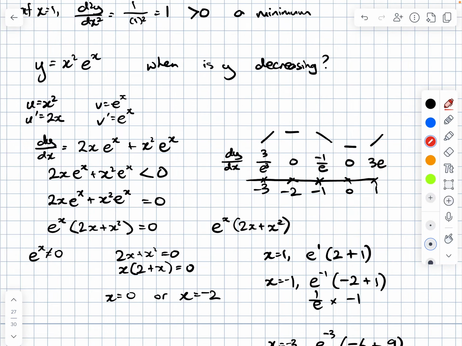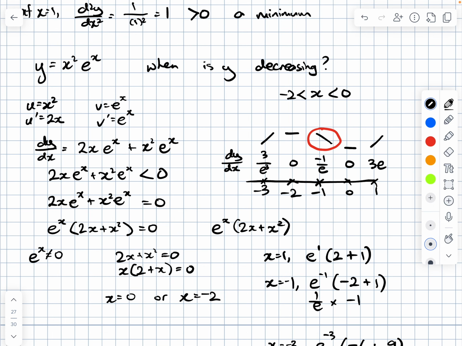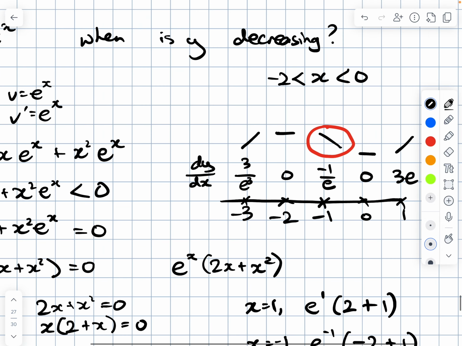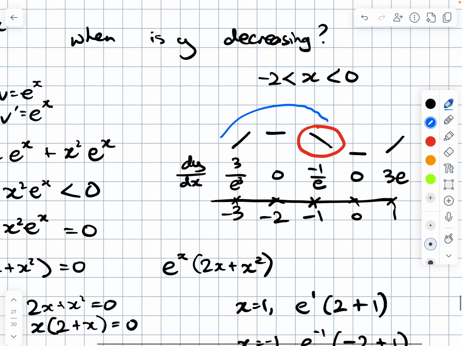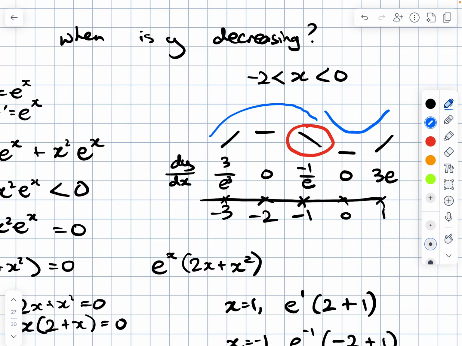So what do we have? When is y decreasing? Y is decreasing when, that's this region here, x is between 0 and -2. If you're asked to classify the stationary points, well, hey look, they're here. When x is -2, we get this shape. That's a max. When x is 0, we get this shape. That's a min.